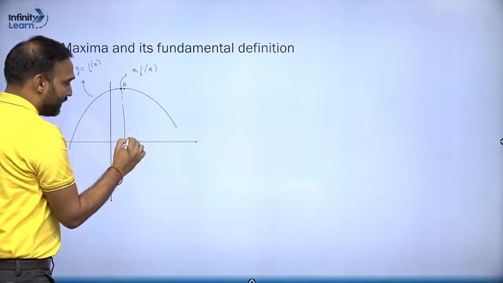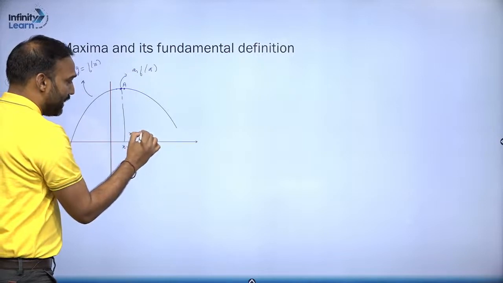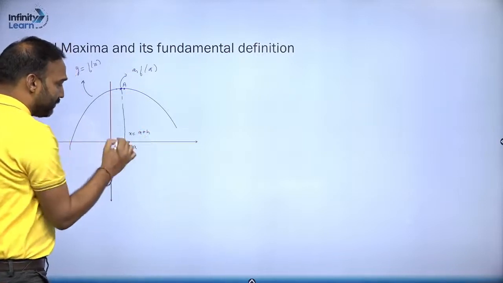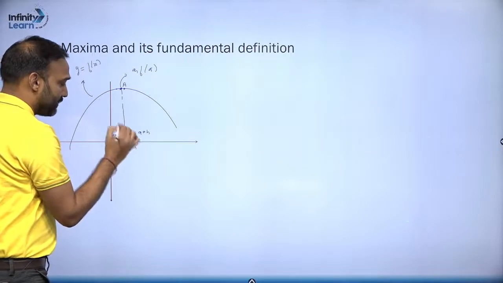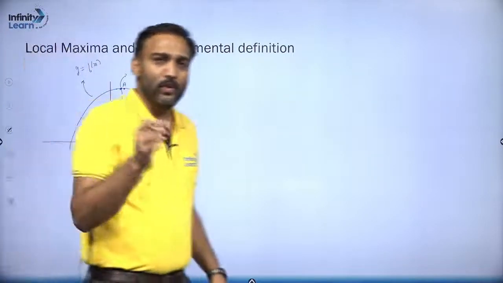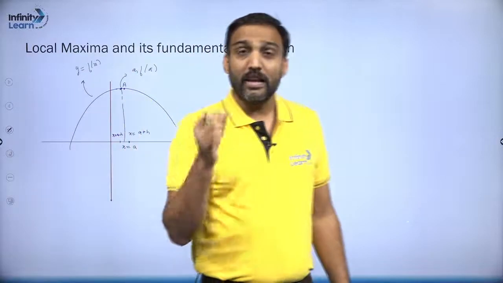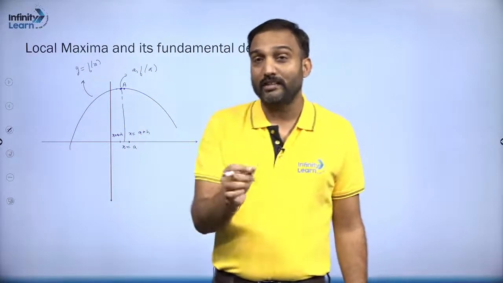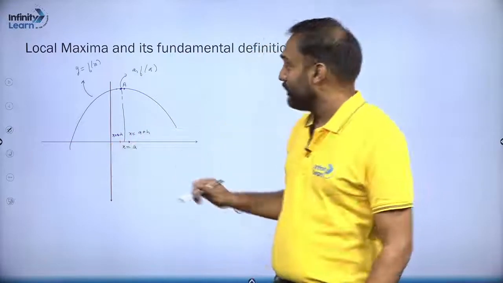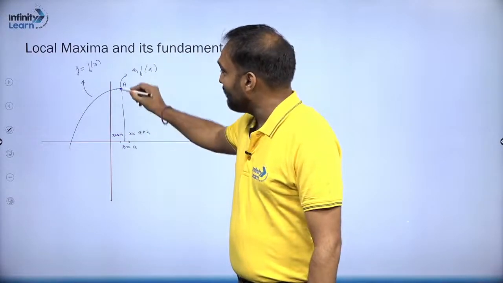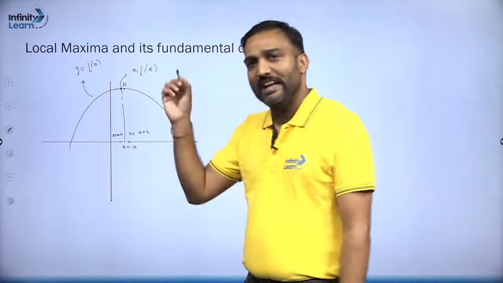So this point is basically your x is equal to a plus h, and this point behind the a is x is equal to a minus h. Now if you observe, the value of the function at x is equal to a is larger than the value of the function at x is equal to a minus h, that is the left hand side neighborhood. Over here at x is equal to a minus h, the value is over here, which is slightly less than f(a).